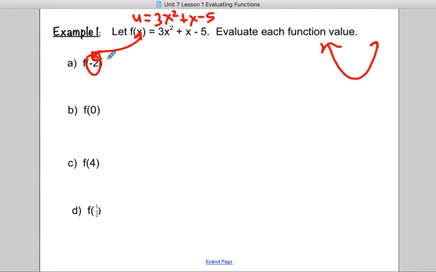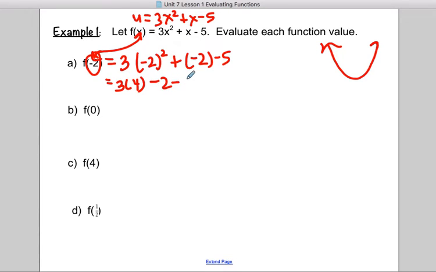So to find f of negative 2, you do 3 parentheses negative 2 squared plus negative 2 minus 5. You can type this into your calculator exactly like that if you want to. You can also just do it. Really, I have 3 times 4 minus 2 minus 5. So I have 12 minus 2 is 10. 10 minus 5 gives me 5.